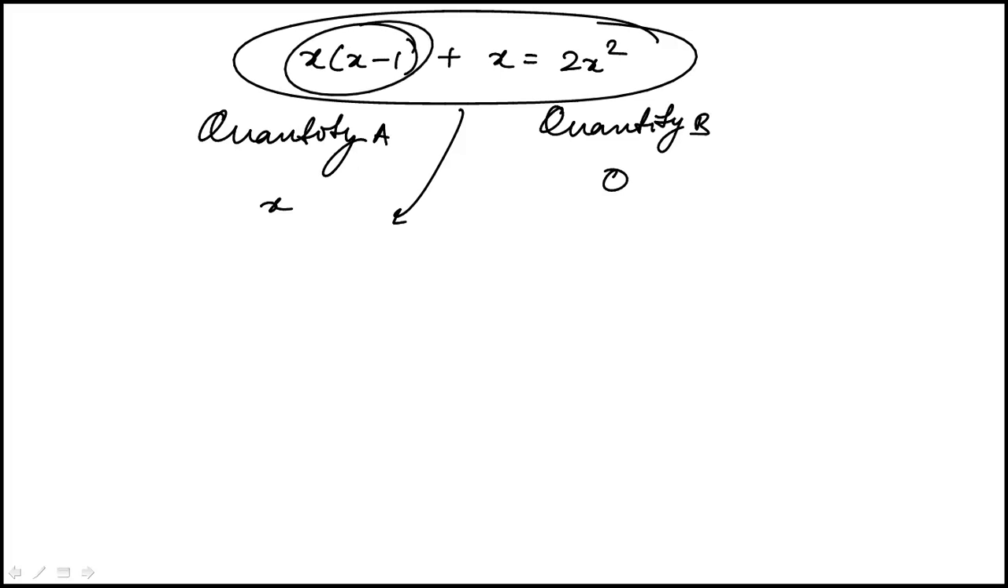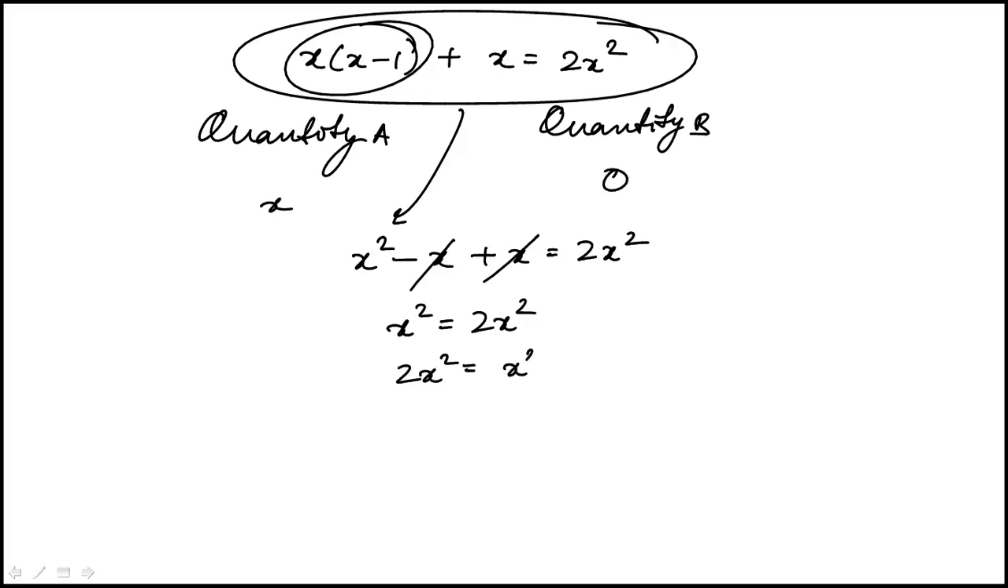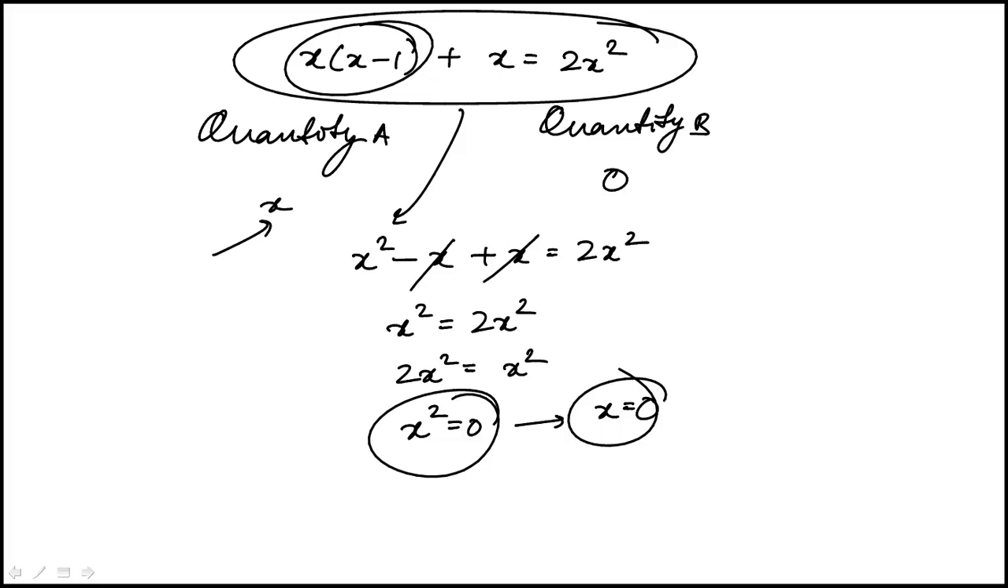So we distribute those, so it becomes x squared minus x plus x equal to 2x squared. The x terms drop out. I get x squared equal to 2x squared. I can subtract x squared from both sides, and I'm going to get x squared equal to 0. This means that x is 0. So x as a number is 0, and both the quantities are equal. So the answer here is C. So these are some of the common examples where you need to simplify or rewrite an expression that is amenable to that.